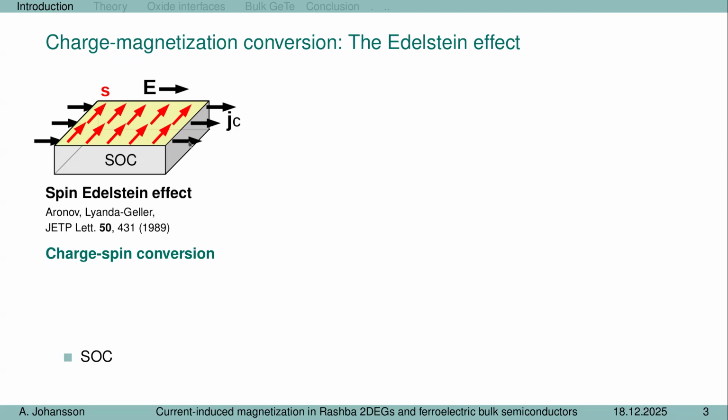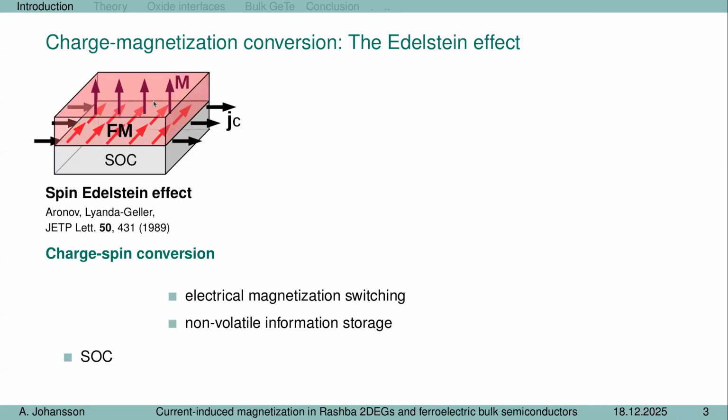However, what can we do now with the spin polarization? The idea is that you might have a ferromagnet on top, and then your generated spin polarization acts as a torque onto the magnetization and might switch that magnetization. So you could use the Edelstein effect for electrical magnetization switching without the need of any magnetic fields. And this could be useful for non-volatile information storage.